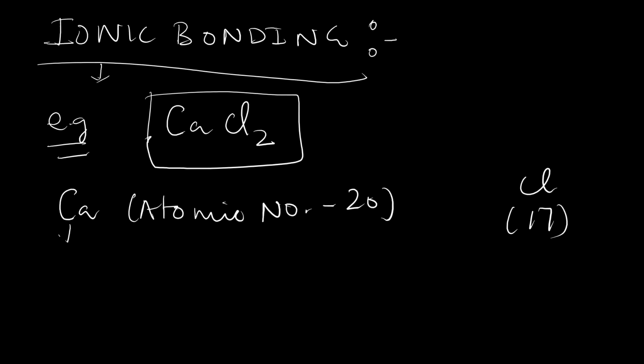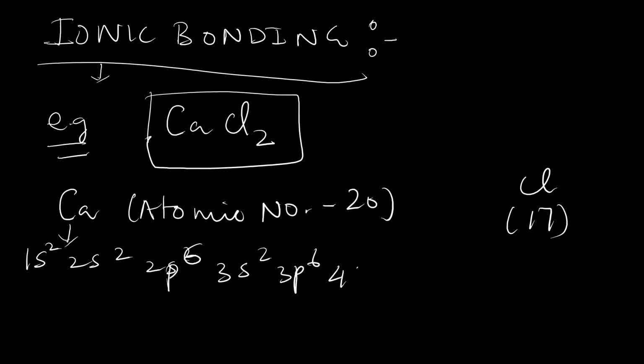Now we will write its electronic configuration. So 1s2, 2s2, 2p6, 3s2, 3p6, 4s2. So if we count 4, 10, yes, this is correct. Then for chlorine, it is 1s2, 2s2, 2p6, 3s2, 3p5. So this is the electronic configuration for calcium and chlorine.